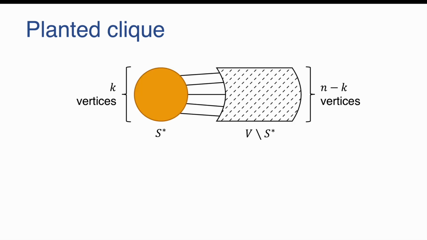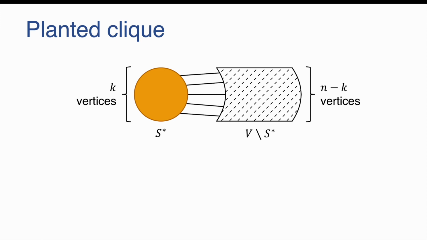Let's start with the planted clique problem, where the idea is that you have a random graph, and you select a subset of k vertices, and you put a clique on them. So we'll depict that as follows. You have on the left hand side k vertices S star, and on the right hand side n minus k vertices V minus S star. And you also have edges going between S star and V minus S star. So any graph can be depicted as follows.